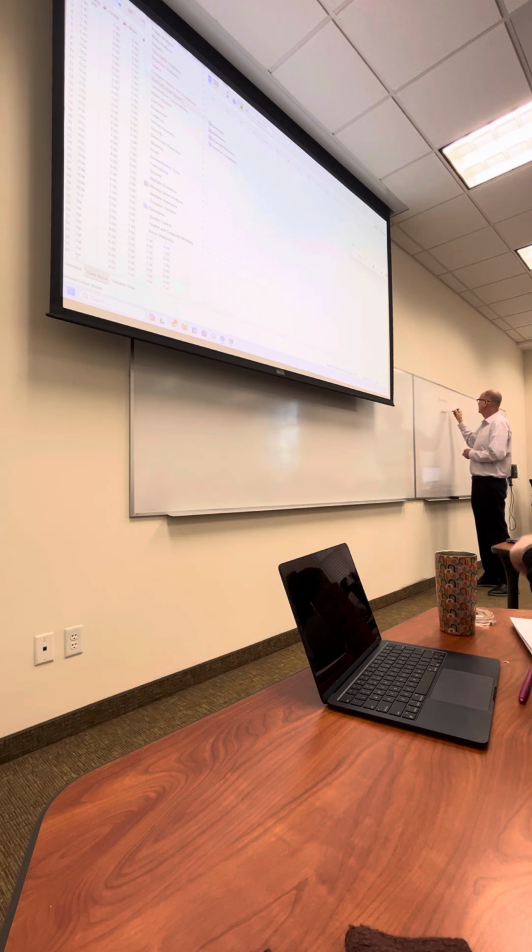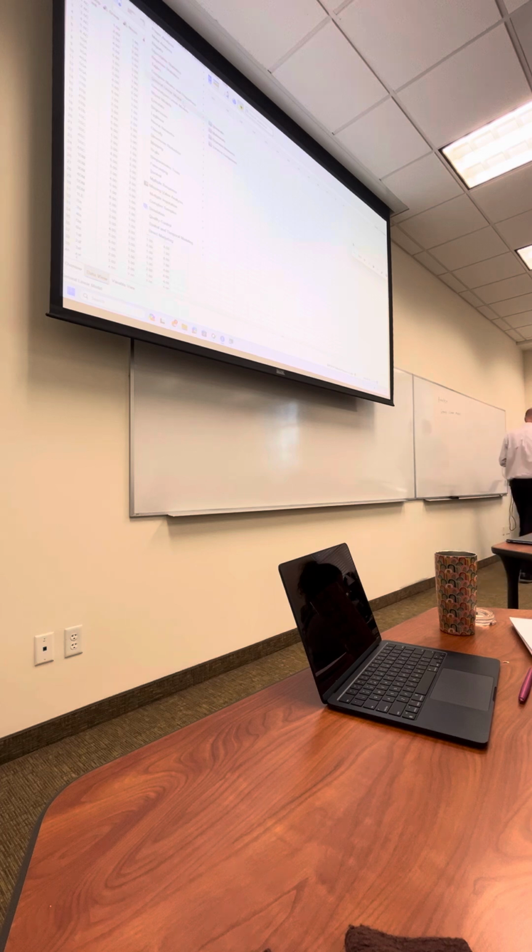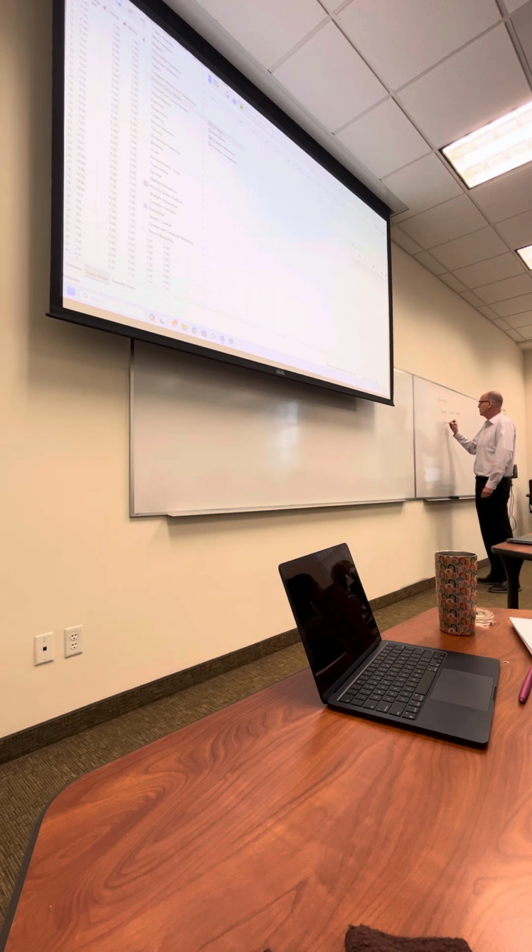General linear model. That's the second one down. It's not the generalized linear model. Then univariate.